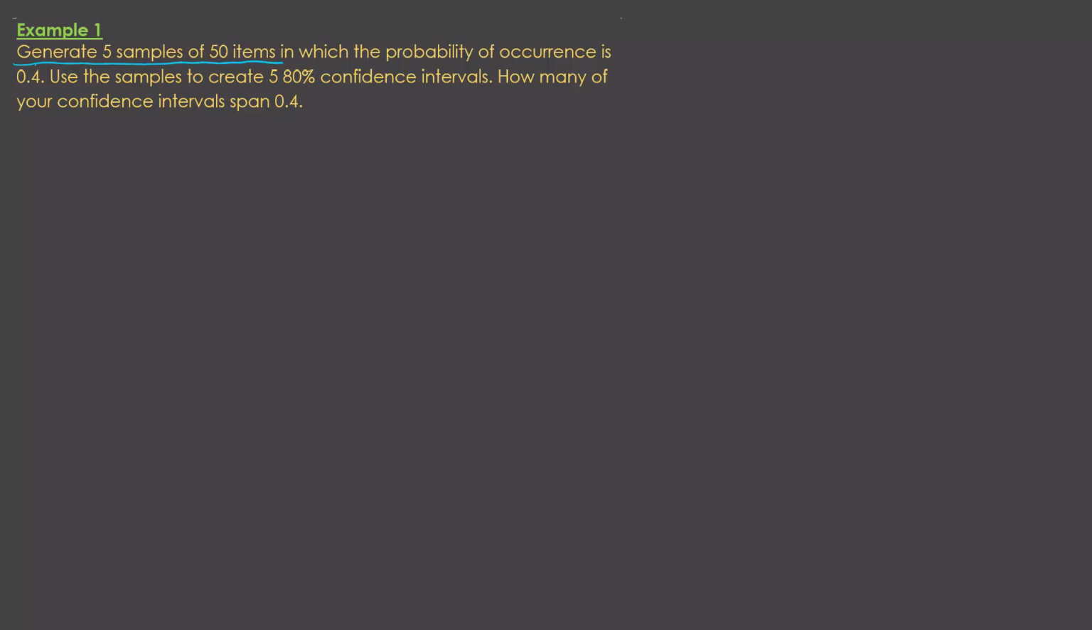Generate 5 samples of 50 items in which the probability of occurrence is 0.4. Use the samples to create 5 80% confidence intervals. How many of your confidence intervals span 0.4?